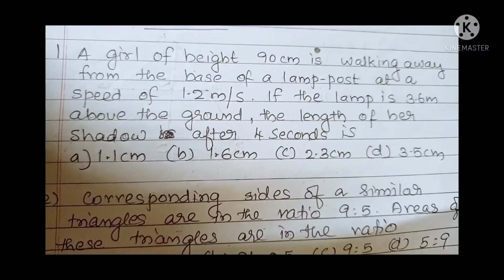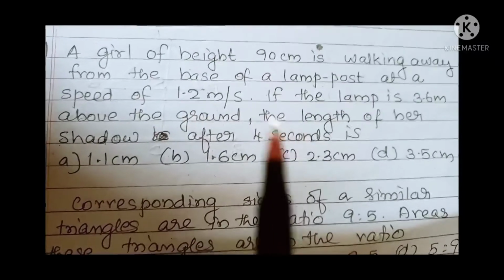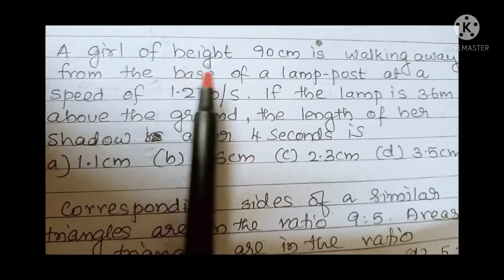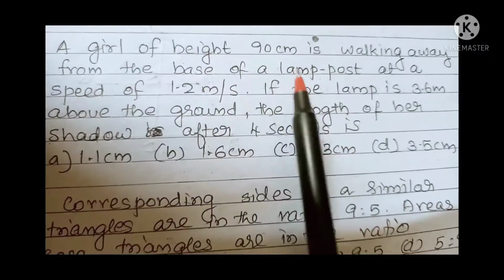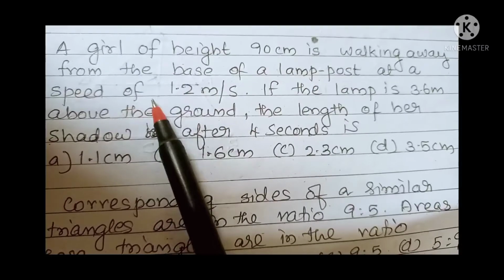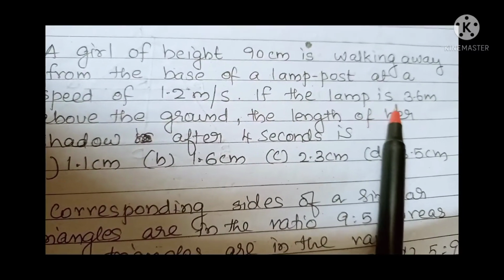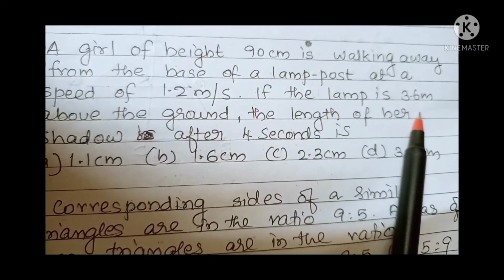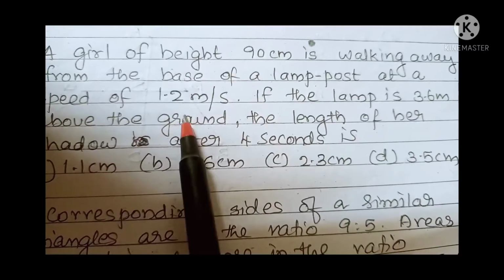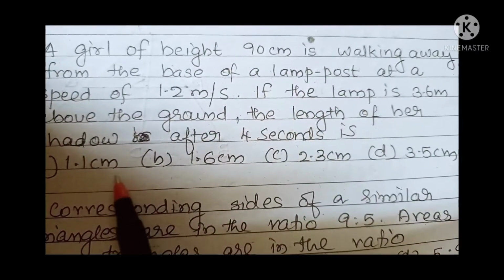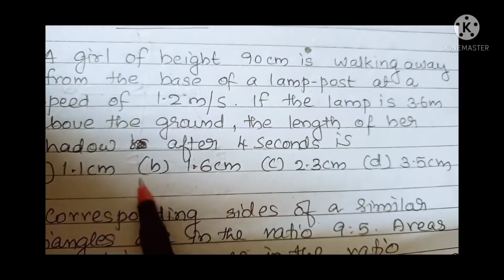Hello all. Let us discuss some of the MCQ questions from the chapter Triangle. First question. A girl of height 90 centimeter is walking away from the base of a lamppost at a speed of 1.2 meter per second. If the lamp is 3.6 meter above the ground, the length of her shadow after 4 seconds is what we want to find.